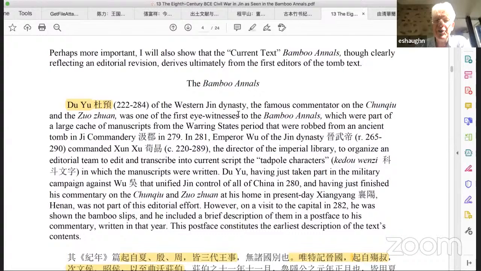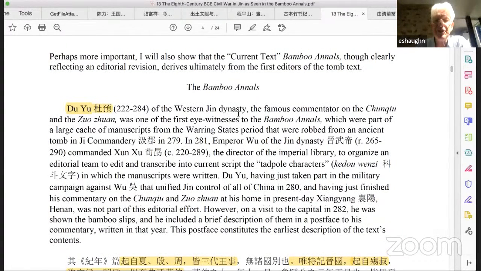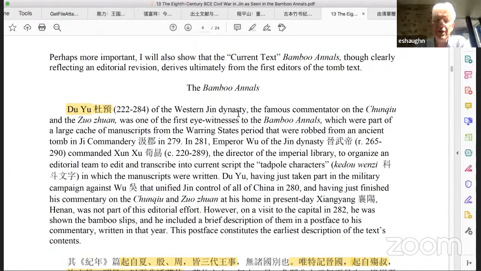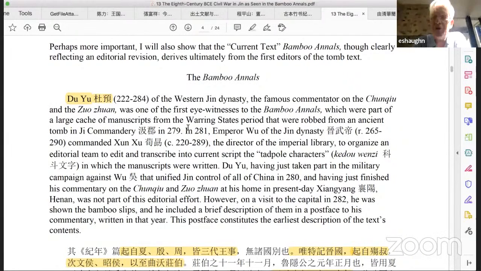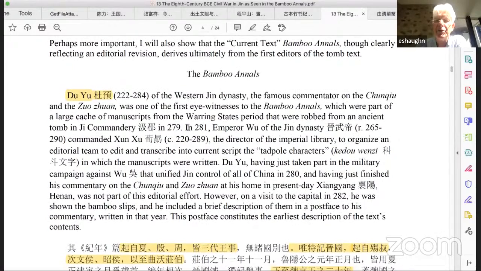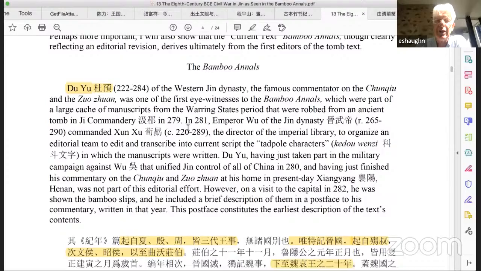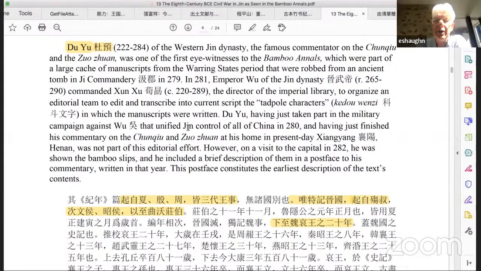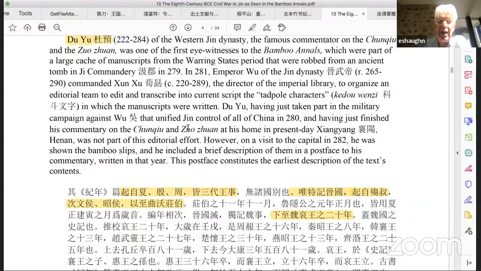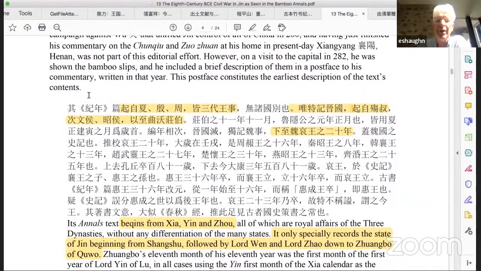I wanted to start with another sort of mistaken, so very, very authoritative figure in the Chinese literary tradition, Du Yu from the Western Jin dynasty, famous commentator on the Chunqiu and Zuozhuan that all of us know. He was one of the most famous intellectuals of his day. He died in 284, but just before he died, in 282, he went to the capital and he was able to see the newly unearthed Jizhong text. And for the Jinian, he gives the first account of what it's like.